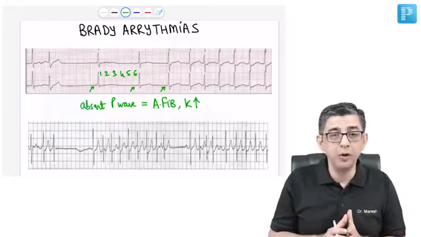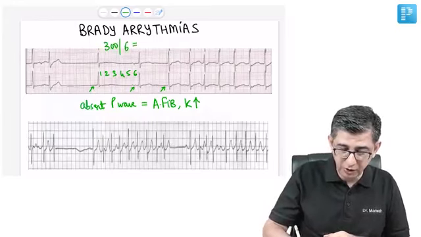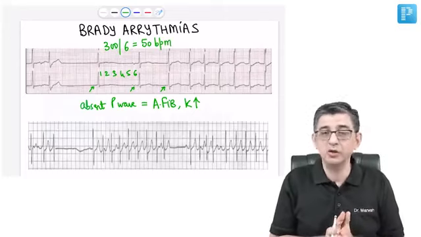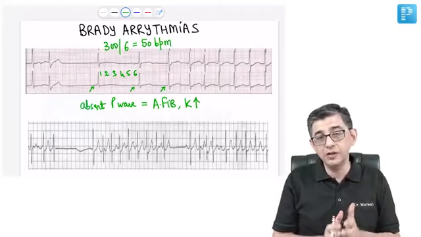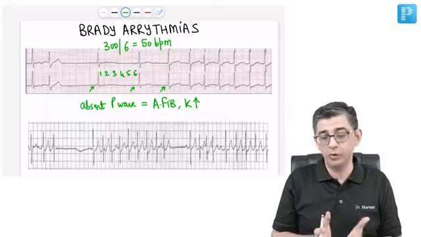Now, what's the problem in this patient? The problem in this patient is that the heart rate of this chap is hardly close to 50, which means the SA node would not be functioning properly. The SA node should be firing at a rate of 60 to 100. Here, the SA node is not the boss of the heart. It is not able to fire.